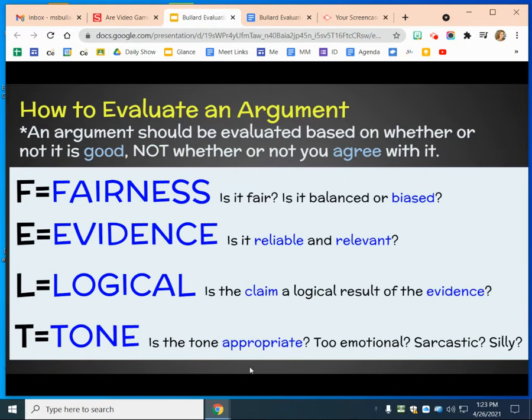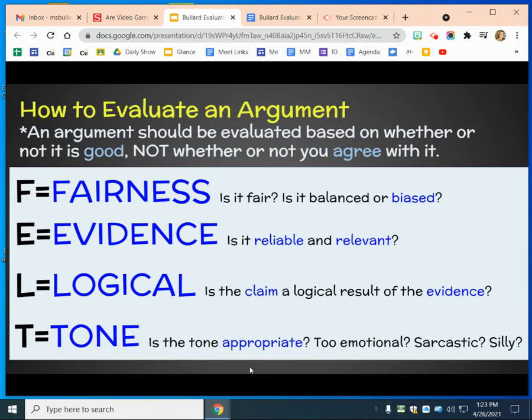The L stands for logical. Does the claim make sense based on the evidence that's been given? If there's a mismatch, if the evidence doesn't really support the claim, then it's probably not very logical. It doesn't make a whole lot of sense, and that makes it a weaker argument.